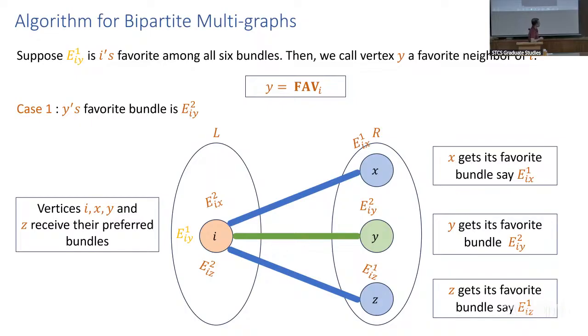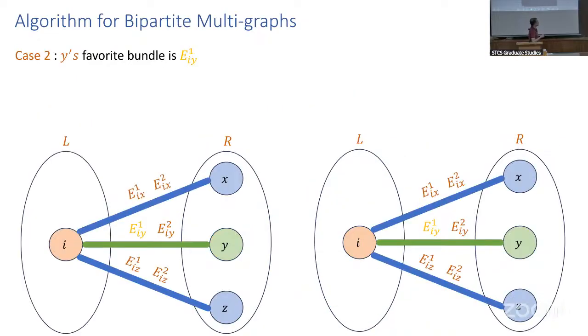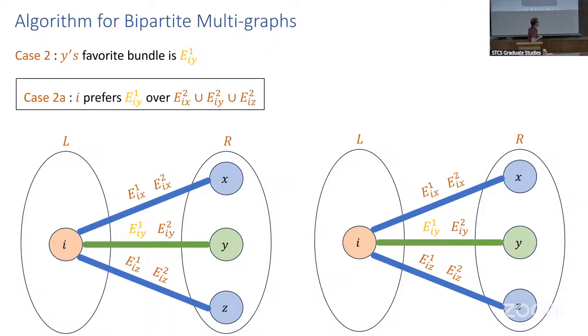Now let's consider the other case where Y's favorite bundle is also E1iY. Now both i and Y fight for E1iY. In this case, we'll look at the preference of vertex i. i doesn't mind giving E1iX to X, so we will give E1iX to X. Similarly, E1iZ can go to Z. Now i will choose its best among E1iY and the union of these 3 bundles. Suppose it prefers E1iY over these 3 bundles, then we will assign E1iY to i and the other 3 bundles will go to Y.